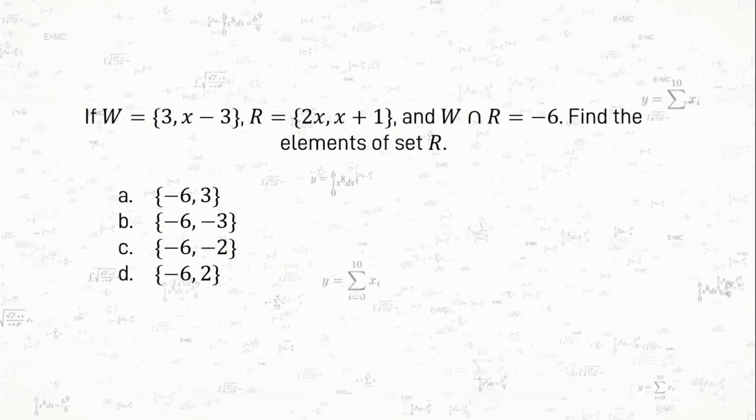Last question. If set W contains 3 and x minus 3, set R contains 2x and x plus 1, and the intersection of those two sets is equal to negative 6, find the elements of set R. A. Negative 6 and 3. B. Negative 6 and negative 3. C. Negative 6 and negative 2. D. Negative 6 and 2.